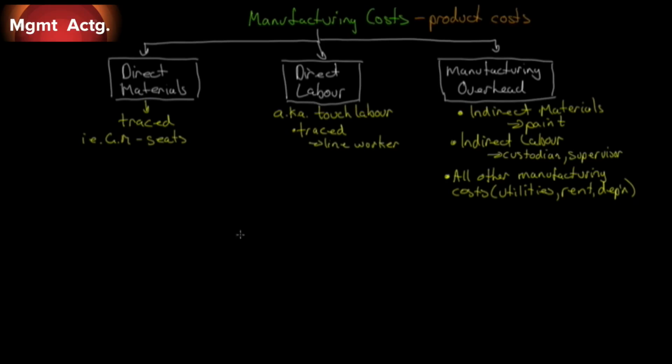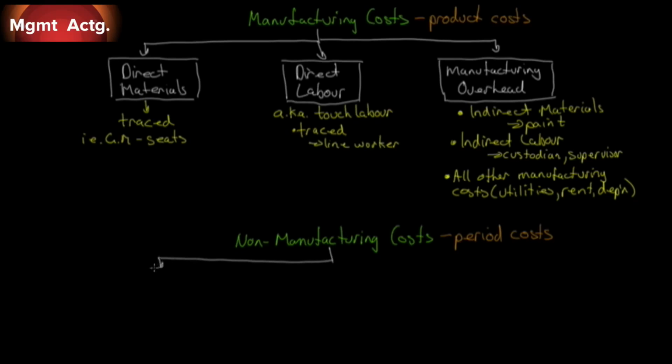Now let's move on to our non-manufacturing costs, and you're probably more familiar with these types of costs. Non-manufacturing costs are what we call period costs, as opposed to manufacturing costs, which are product costs. They're period costs because they don't go into a product, they just go right onto the income statement in the period in which they're incurred, which is why we call it a period cost. So, there are two broad categories here of period costs or non-manufacturing costs.